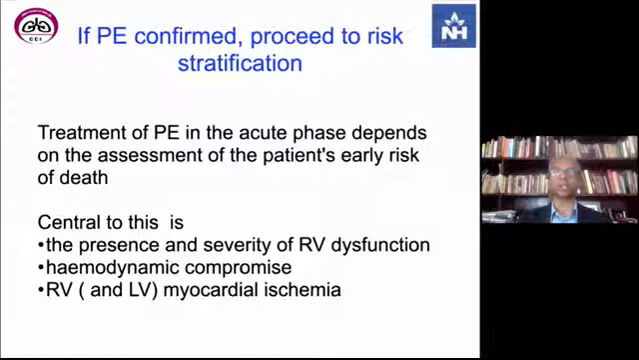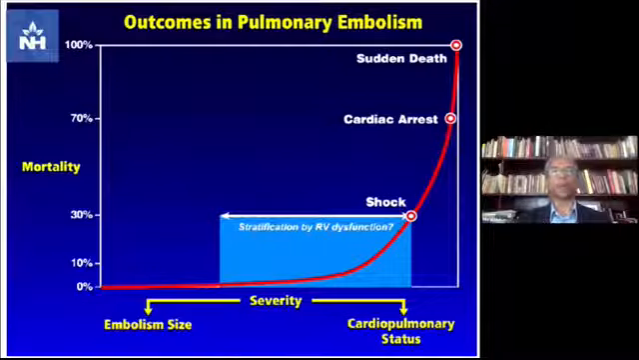Central to this risk stratification are several features. Does the patient have a hemodynamic compromise, which is the single most important thing and determines early action. If the person is hemodynamically stable at that point, you look for the presence and severity of RV dysfunction. And then you go on to look at markers which will tell you that the patient has RV or LV myocardial ischemia as the third component. So hemodynamic compromise, is there RV dysfunction? Are there biomarkers for myocardial ischemia? Okay.